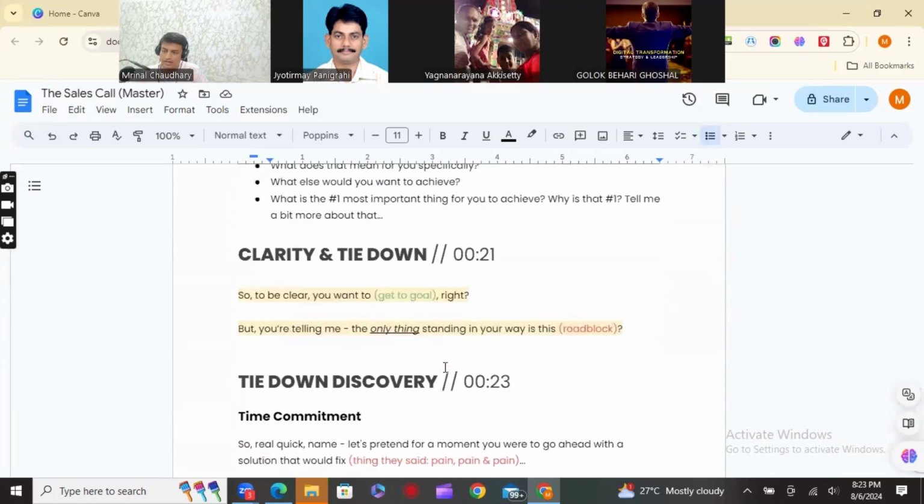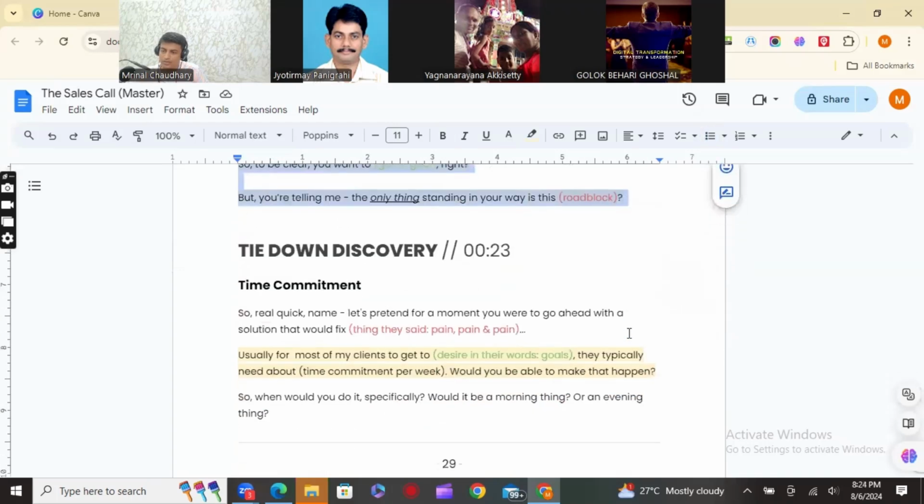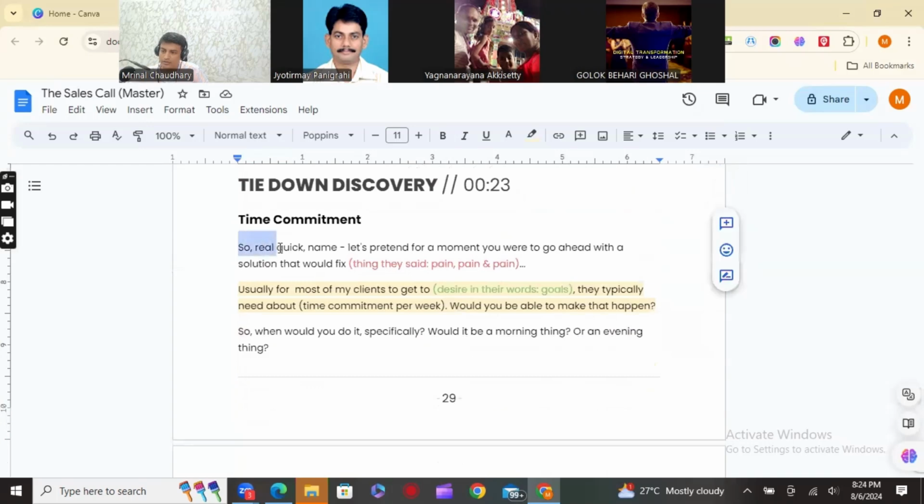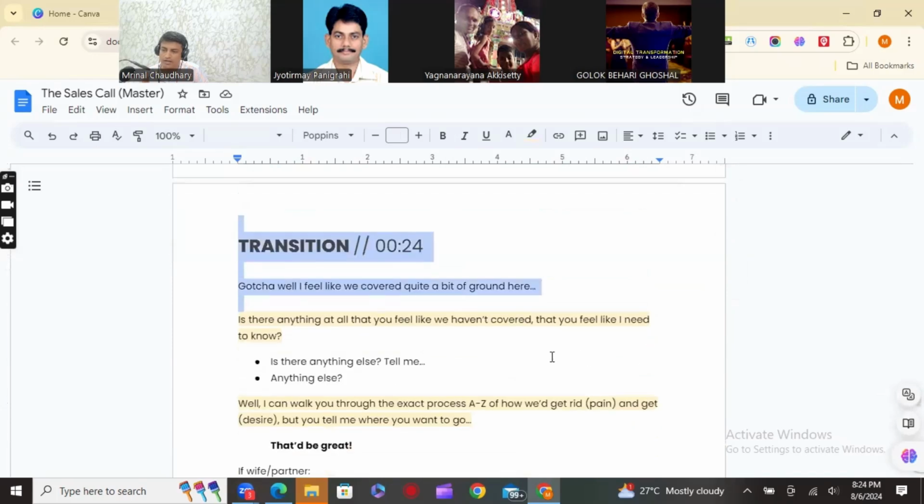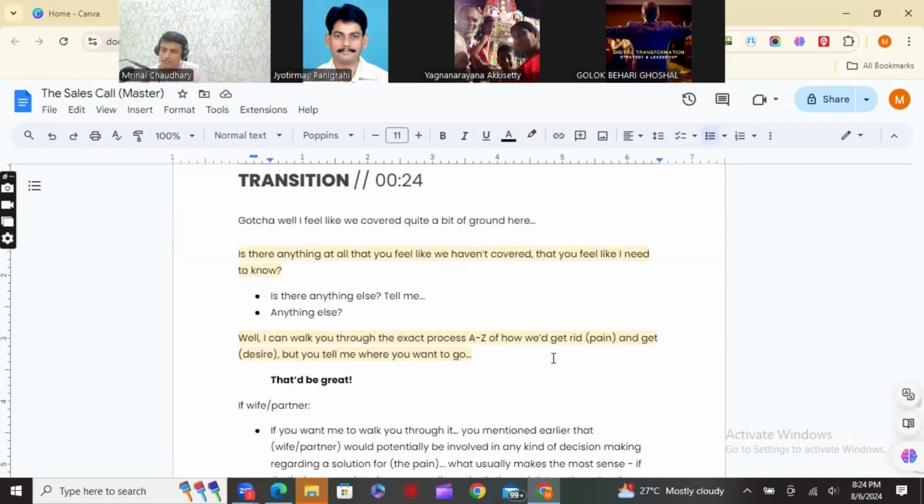Then the clarity. So to be clear, you want this, right? Okay, but you are telling me the only thing standing in the way is your roadblock. Okay, so this is the main roadblock, you are repeating it. Then time commitment. So real quick, let's pretend for a moment that you were to go ahead with a solution. What would fix the pain? Okay, usually most of the clients who desire their goals typically need a time commitment per week. Would you be able to make that happen? Okay, we are creating a time limit that we will achieve this kind of goal in this time period.